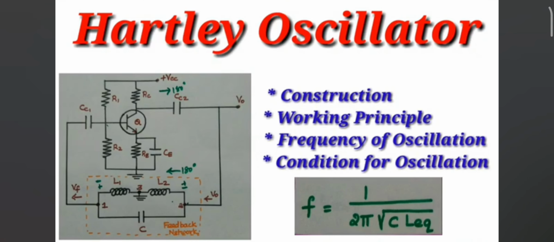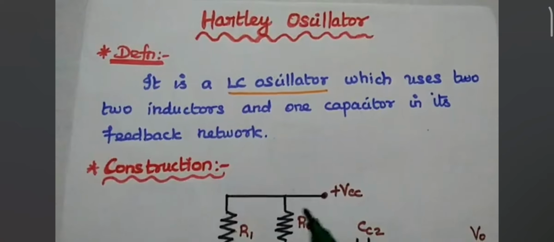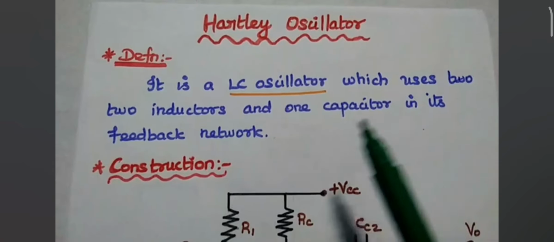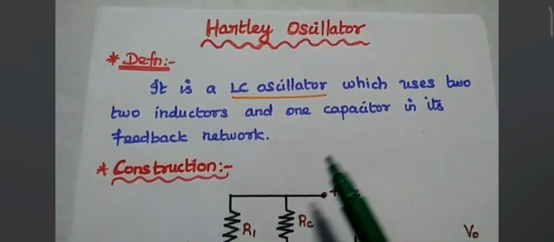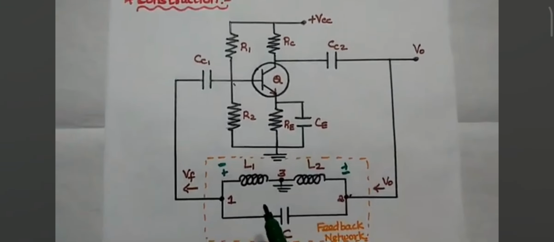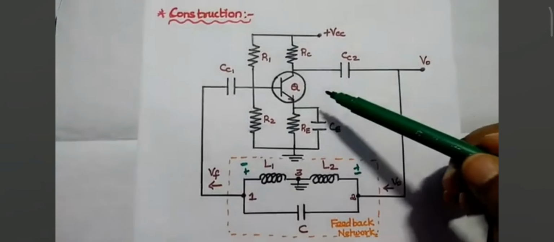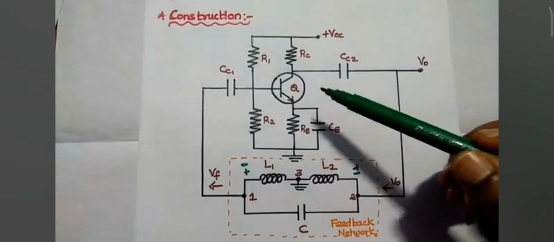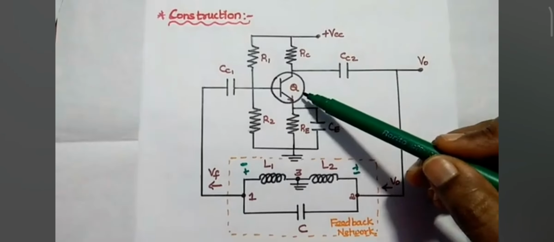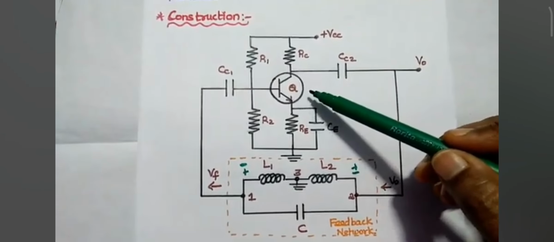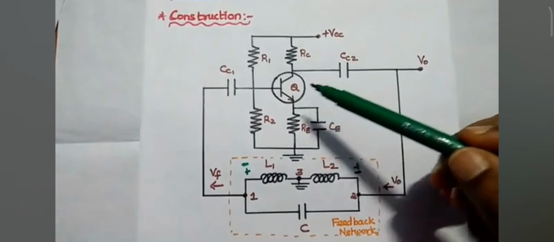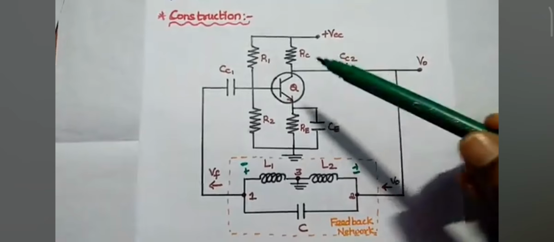Discuss Hartley oscillator and its operation in detail. Hartley oscillator is a type of LC oscillator which uses two inductors and one capacitor in its feedback network. So next, construction of Hartley oscillator. It has two stages, amplifier stage and feedback stage. The amplifier uses an active device, that is a transistor, in common emitter configuration. The common emitter configuration produces 180 degree phase shift between the input and output.